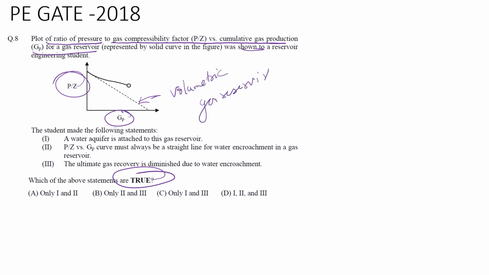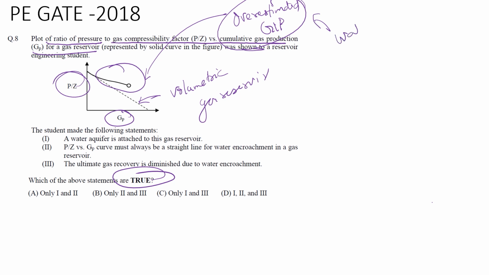But since I can see a definite change in the slope, that means I have an overestimated GIP. That means I am having some sort of a water encroachment. And as we have discussed in the gas reservoir material balance, if it were a straight line, that means if it were a volumetric gas reservoir, then this point would have been my G. But since there is a definite aquifer support, I can see a deviation from the straight line.